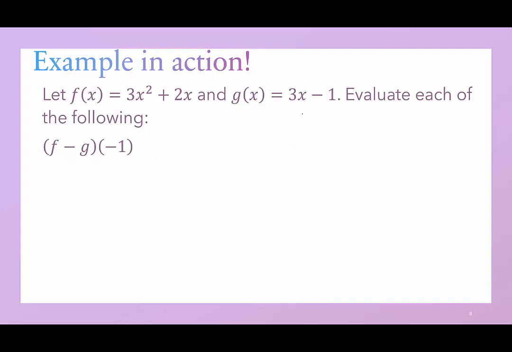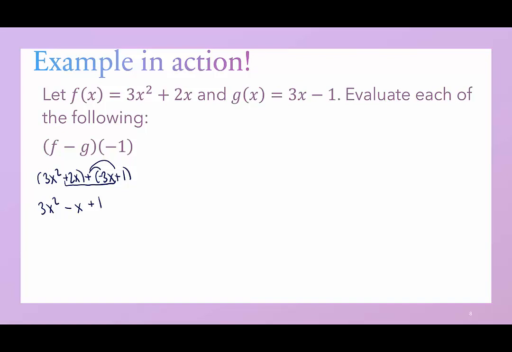This time we're looking at a difference function at -1. So first we're going to combine the functions using subtraction. This is f first. 3x squared plus 2x minus 3x minus 1. I'm going to distribute my subtraction. And then that becomes a plus. So I have 3x squared. And then these two make a minus 1x or a minus x. And then we have a plus 1. I've simplified the difference as much as I could.